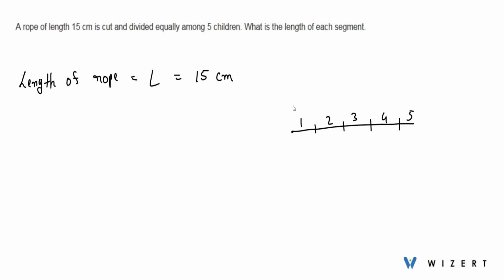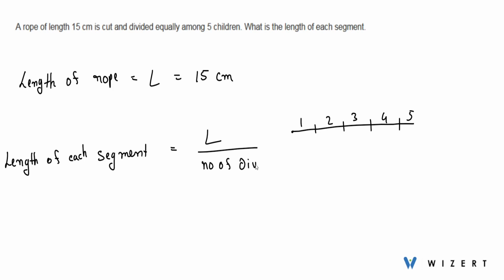So in order to find the length of each segment, the length of each segment will be equal to the total length of the rope, which is capital L, upon the number of divisions.